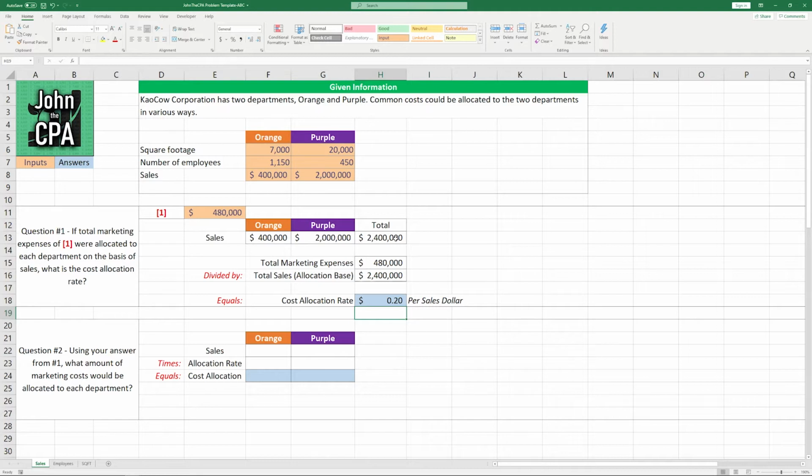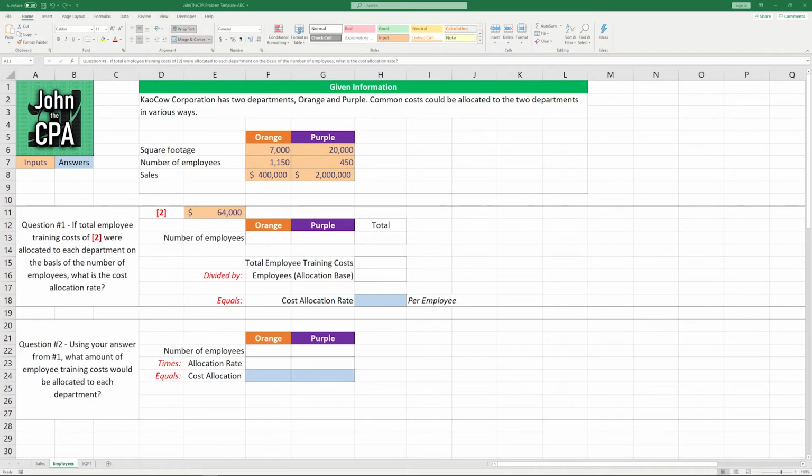Question number 2. Using your answer from number 1, what is the amount of marketing costs that would be allocated to each department? So if we're going to allocate on the basis of sales, or sales dollars here, we're going to use those sales for each department to make that decision. So we have $400,000 in the orange department, $2 million in the purple department, and we're going to multiply each of those by the allocation rate of 20 cents to get our answer, which is going to be $80,000 here and $400,000. $80,000 of the total marketing expenses are going to be allocated to the orange department, and $400,000 are going to be allocated to the purple department. So that's it. Questions number 1 and 2 here allocate on the basis of sales, this line item right here. Let's move on to allocating on, say, the number of employees.